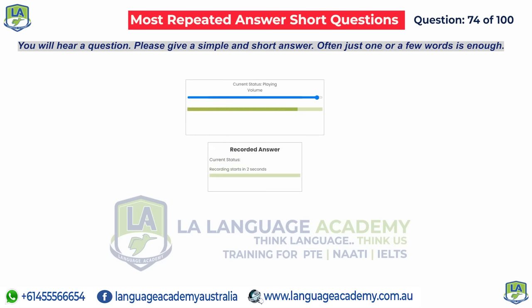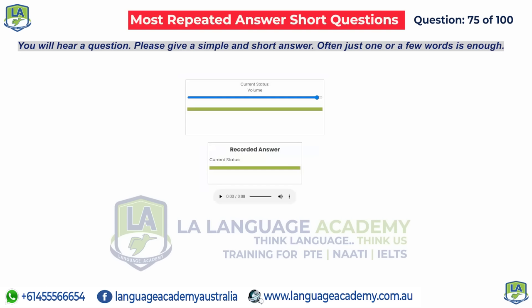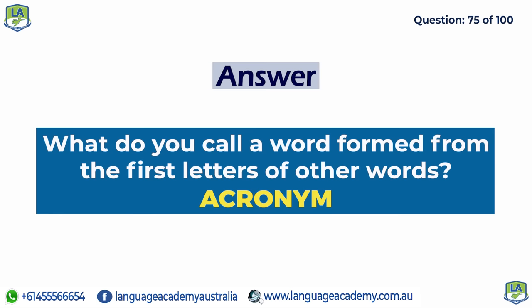What do we call people going to space? Astronauts. What do you call a word formed from the first letters of other words? Acronym.